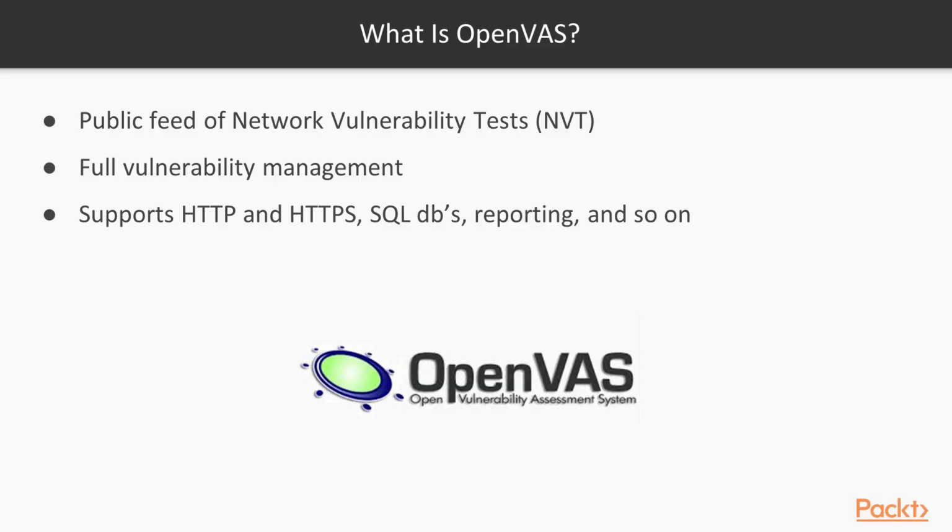OpenVAS is a vulnerability scanner to check for weaknesses across the network. It's got a vast array of platforms to scan, and it has awesome support in terms of what you can scan. It is a central service that consolidates plain vulnerability scanning into full vulnerability management solutions.